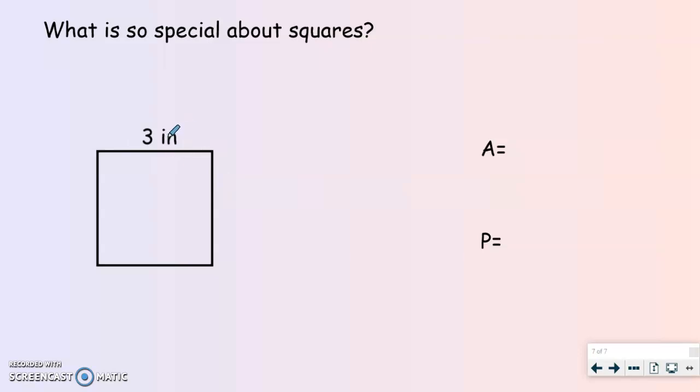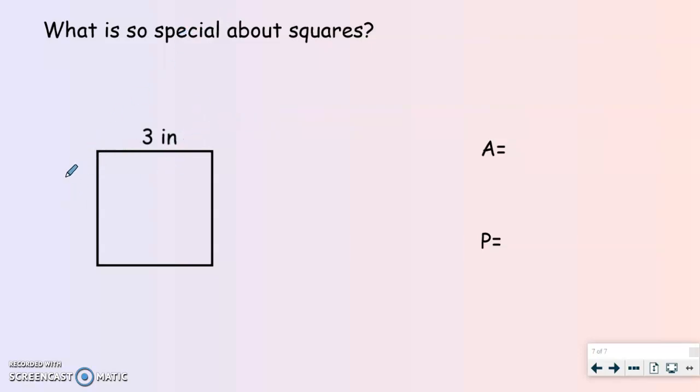So you're only going to be given one measurement for this square here. And I am confident that based off of just this one measurement, you can find the area and the perimeter. So go ahead and pause the video real fast and see if you can figure out the area and perimeter of this 3-inch square. Okay, so let's see what you got.